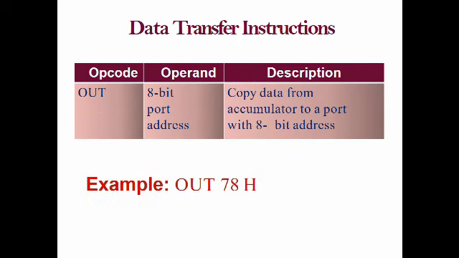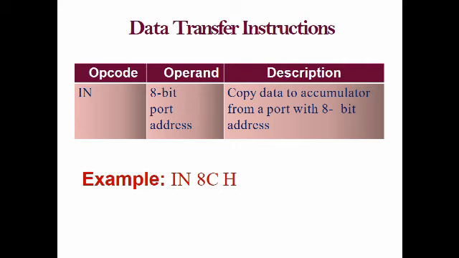OUT 8-bit port address, it will copy the contents of the accumulator to the port with 8-bit address. So in this particular case, port address is always 1 byte, that is nothing but, for example, 78H. So whatever are the contents of the accumulator, if we write OUT 78, accumulator contents will be copied to the port address. IN 8CH, for example, so once again 8C is nothing but the port address. So whatever is the data available across the port with the address 8C, it will be copied to the accumulator.